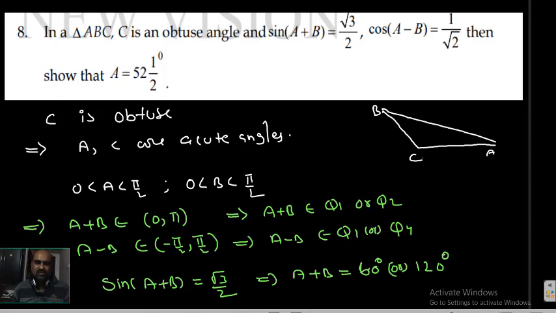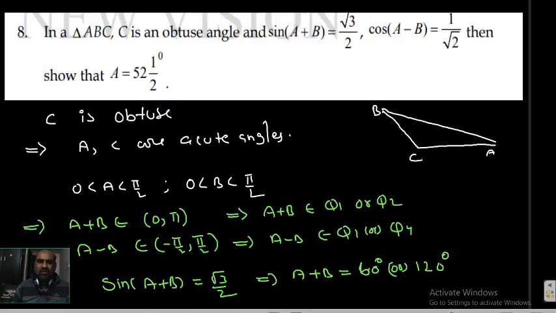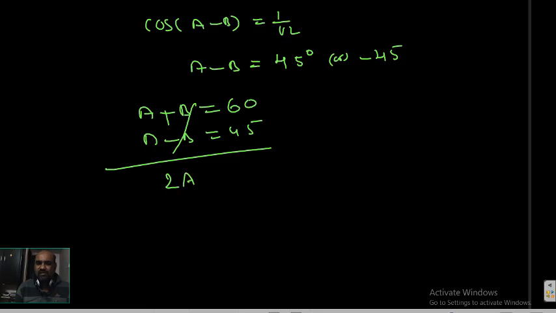Okay, next, cos of A minus B equal to 1 by root 2. Means A minus B is in first quadrant, that is 45 degree, or minus 45 degree also can be written. Okay, so what do you want? Angle A, just A. So A plus B is taken as 60 and A minus B is taken as 45. Their addition, 2A equal to 105, A equal to 52.5 degree.